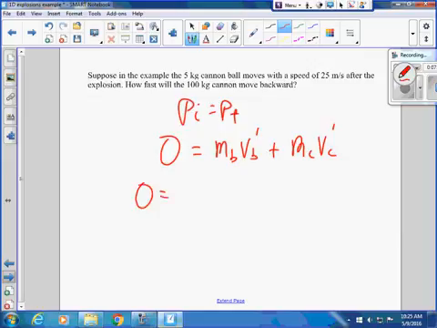Mass of the cannonball is 5. And it moves with a speed of 25 meters per second. The mass of the cannon is 100. And we are looking for how fast does the cannon move backwards. So really, once you got this set up, the math is, as is always in most physics problems, pretty easy. Right? It's the setup that's the hard part, right?